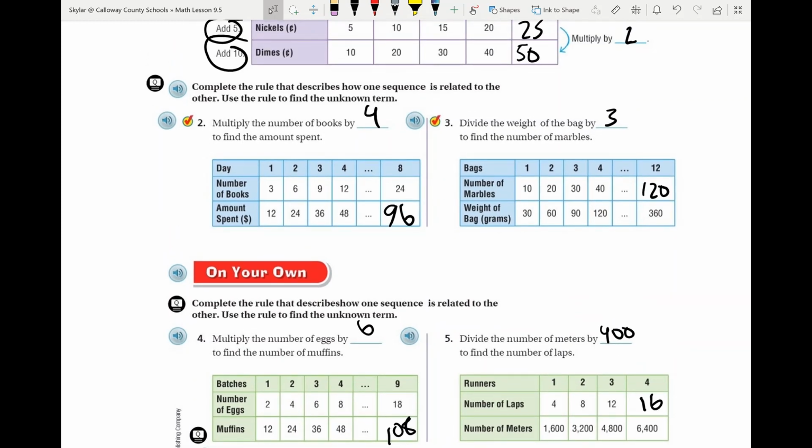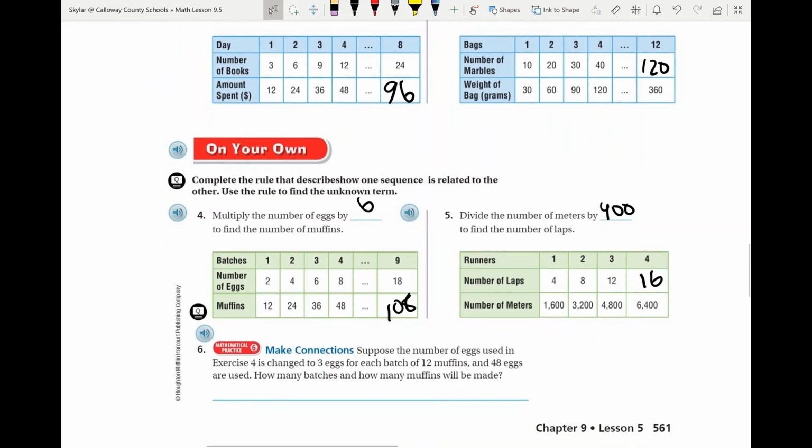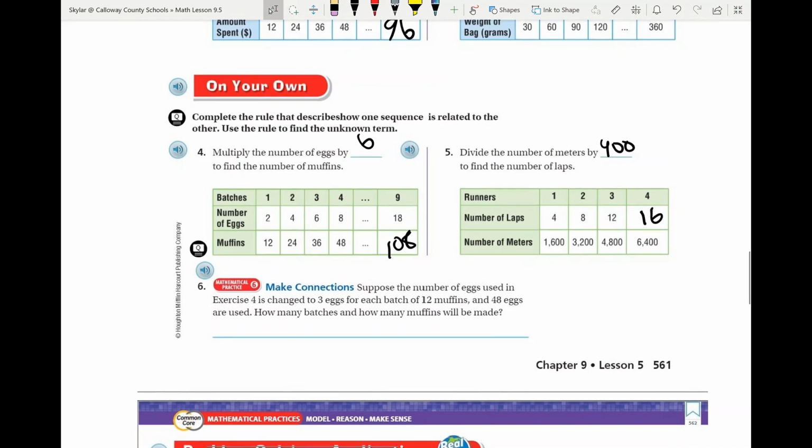So for number 3, obviously dividing 360 by 3 will give us 120. For number 4, multiplying the number of eggs by 6 to find the number of muffins. So 18 times 6 is 108. And then finally number 5 down there, number of meters. We see that we're dividing 1600 by 400 to get 4. So we will do that to 6400 to get 16.